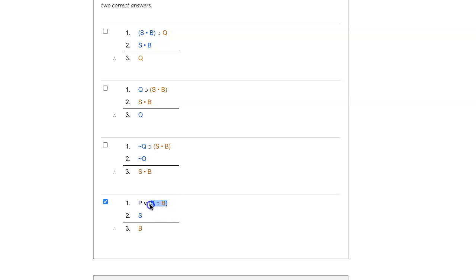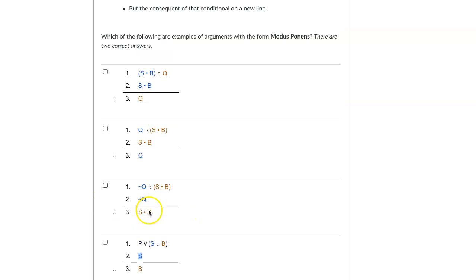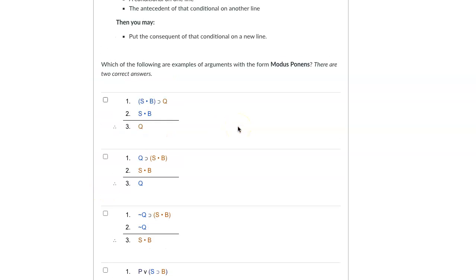If you want to get this and use modus ponens on this, you need to get this on its own line first. If this were a longer argument and we had not P on a line, you could use disjunctive syllogism to get this on a line, and then you could apply modus ponens. But as is, this one's out. So we've got 3 where the conditional is the main operator, but the other thing you need is the antecedent on its own line. So number 1 here, notice you've got exactly the antecedent, and it's inferred the consequent.